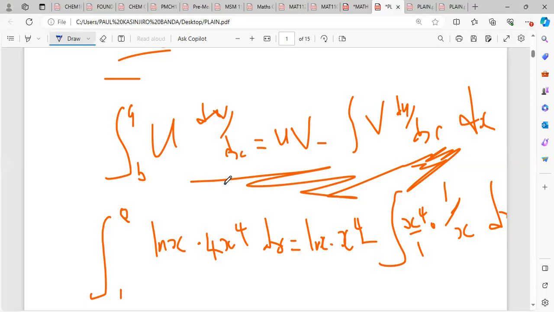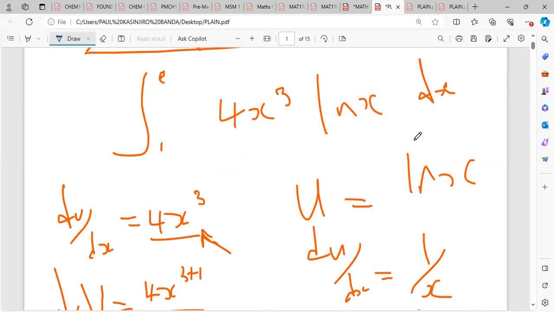And how do you substitute? Make sure that where there's u, you put u. Where there's v, you put v. Where there's v again, you put v. And where there's du dx, you put du dx. How do you find the v? How do you find the u? How do you find the du dx?